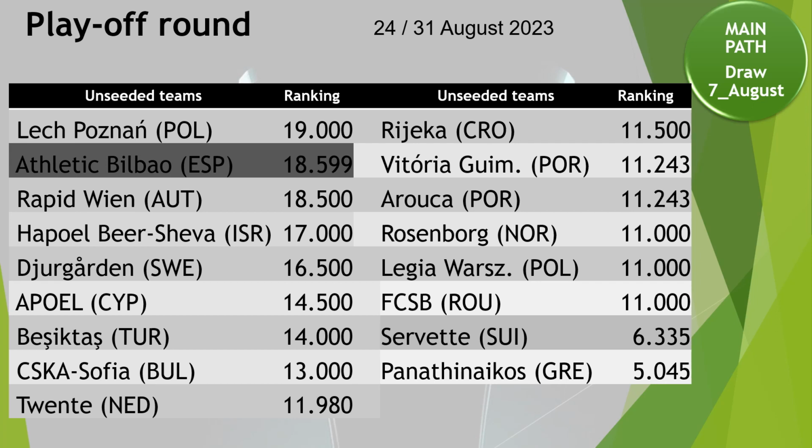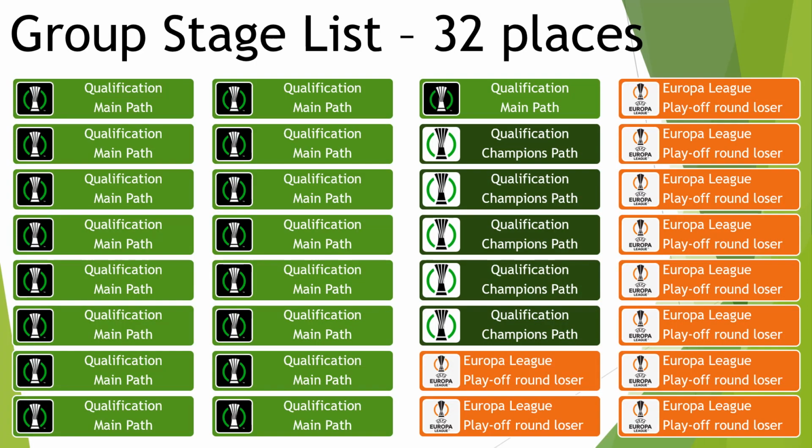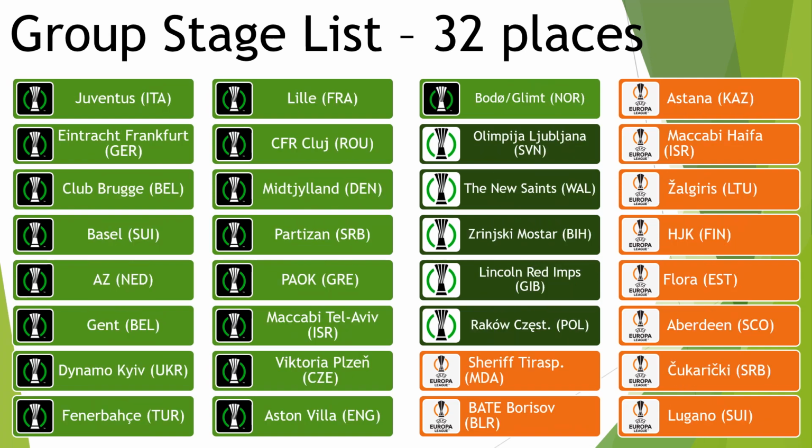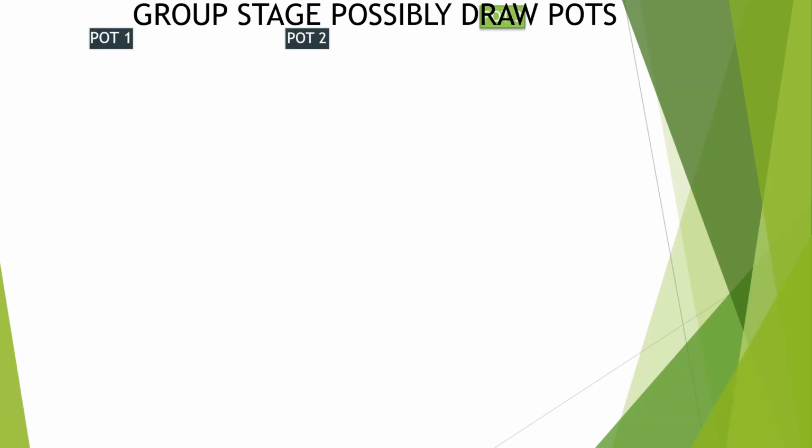So, at the start of the video we showed the group stage list, 32 places, and this is our prediction of how these places will be divided between the teams. We made some predictions in the previous video of Champions League and Europa League, and after the draw we will have 8 groups, 4 teams each.